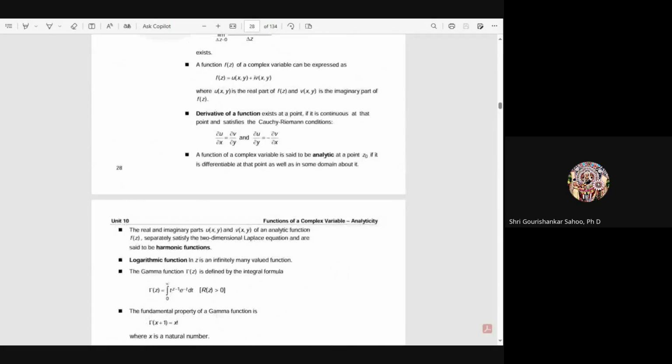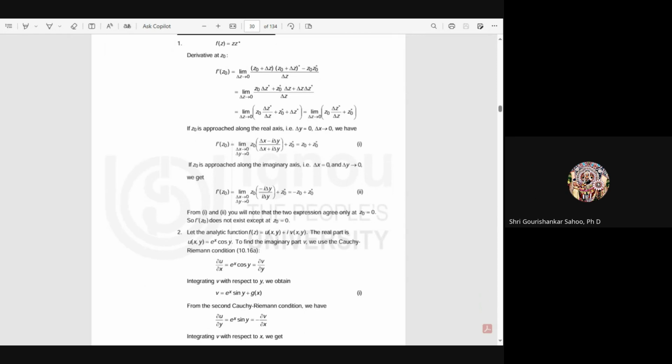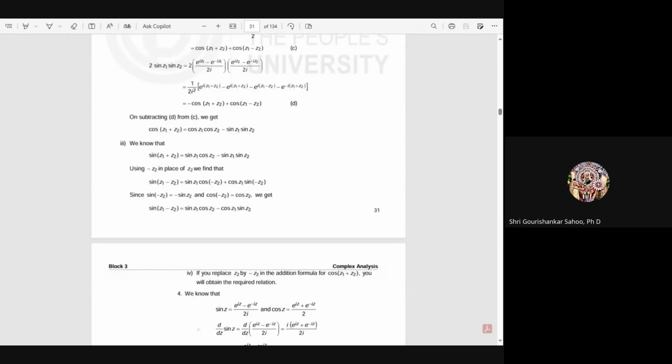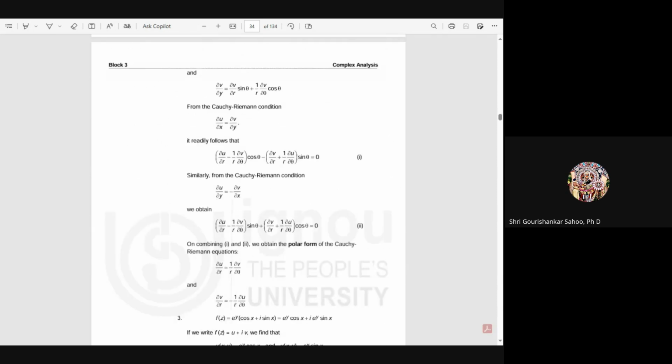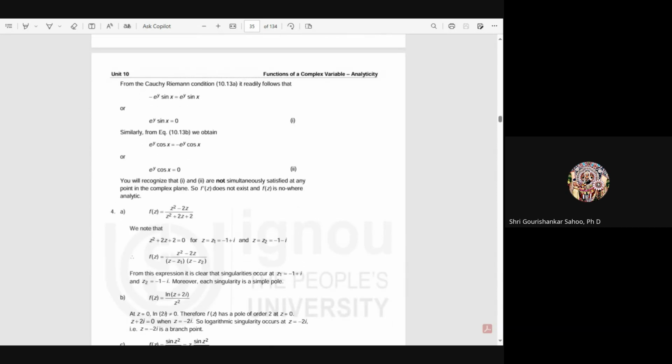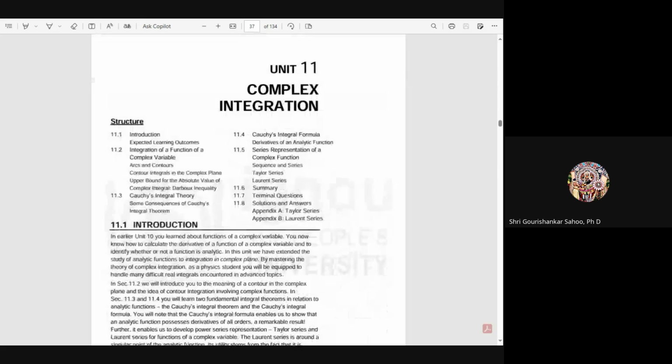Then your self-assessment questions. These are worked out in your course material. Fz is equal to z dot z star, where z star is the complex conjugate of z, and you can have your f dash z and other things from those. Okay. Then there are some terminal questions about derivative and your polar form. Okay, this is unit 1.